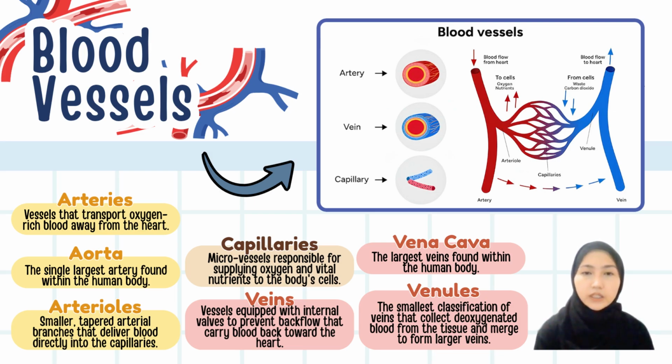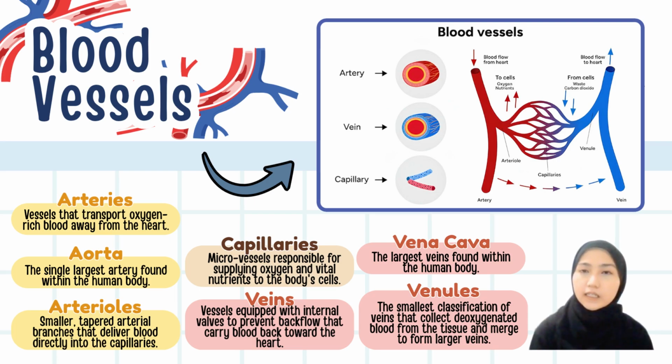First we have arteries, combining form arterio, which carry oxygen-rich blood away from the heart. The absolute biggest highway exit is the aorta, which is the largest artery in our body. As arteries push further into our body tissue, they taper down into smaller streets called arterioles. These arterioles lead straight into the capillaries, or capillo, and these microvessels are where the magic happens. They deliver oxygen and vital nutrients directly into our body cells.